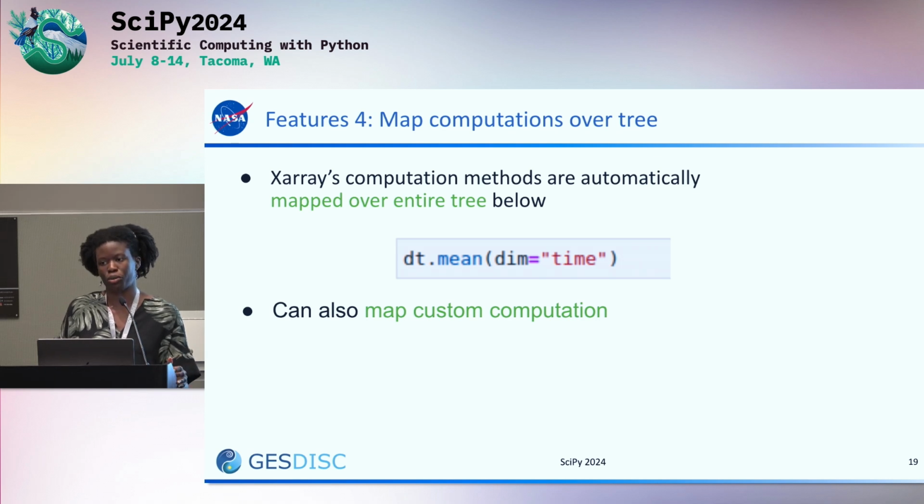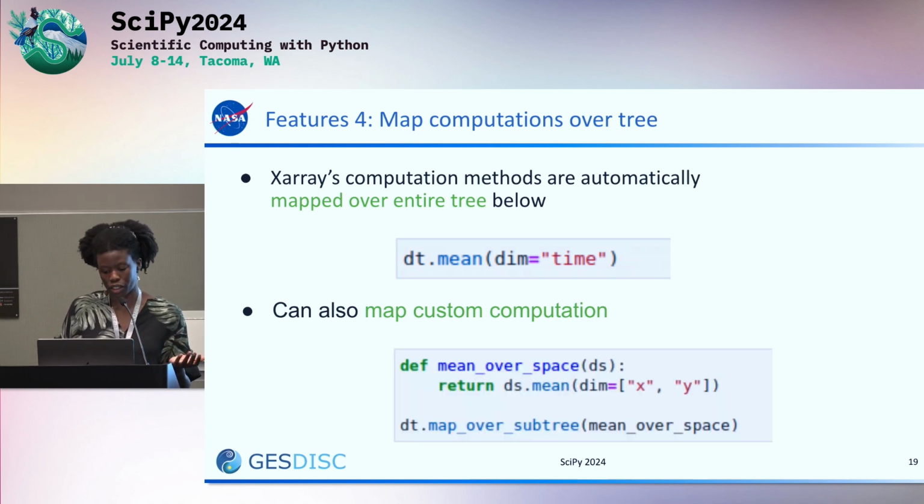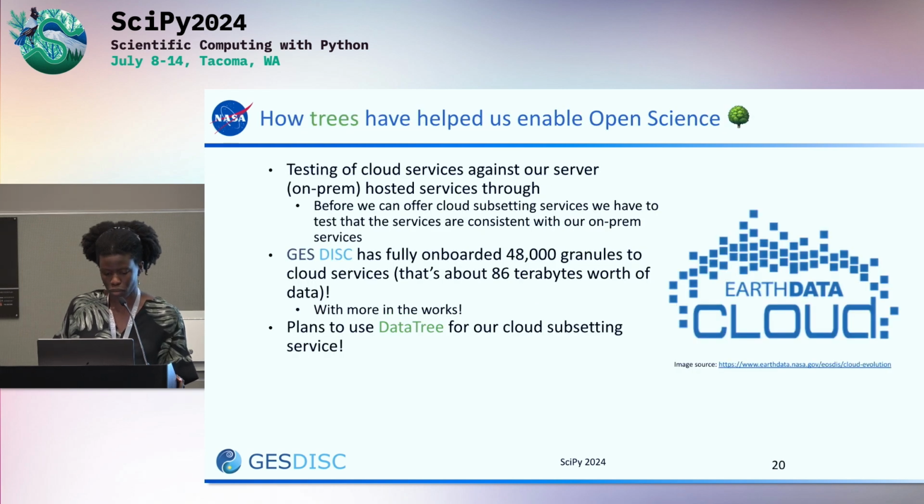But you can also do custom computations. So if you wanted to do a custom computation over space, like a mean over xy, you can do that and just use that function, map over subtree. So it's really customizable, and you get all of the same computations you would with Xarray.